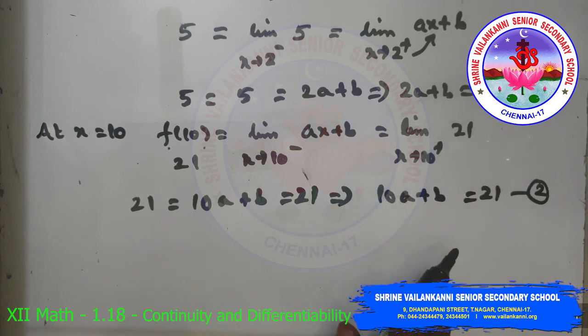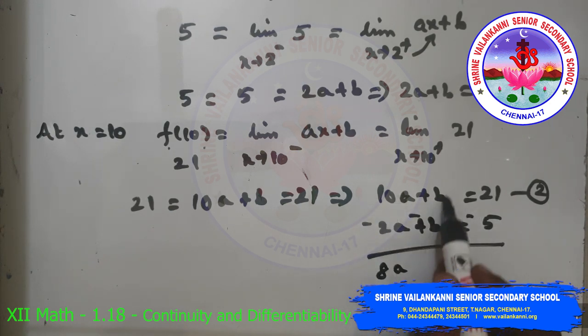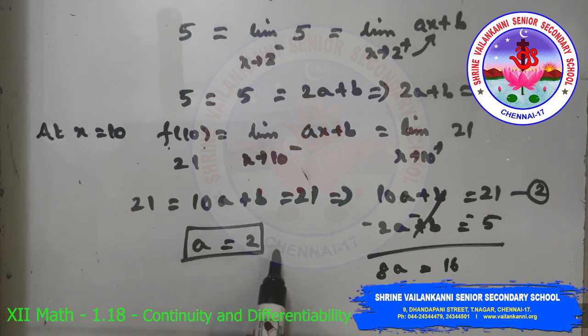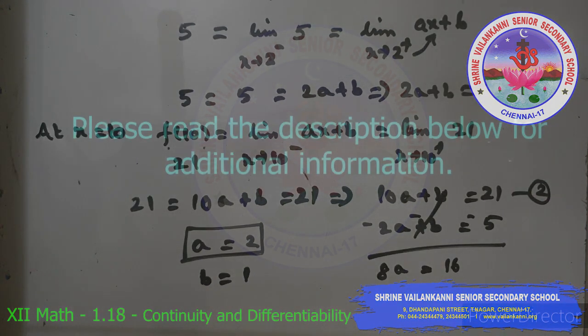So solving 1 and 2 we can find a and b. So 2a plus b is equal to 5. Subtracting this we get 8a equal to 16. So we get a equal to 2. Substitute a as 2 in the first equation, we get 4 plus b equal to 5. So b equal to 5 minus 4, which is 1. So we get the values of a and b. A is 2 and b is 1. Thank you, children.